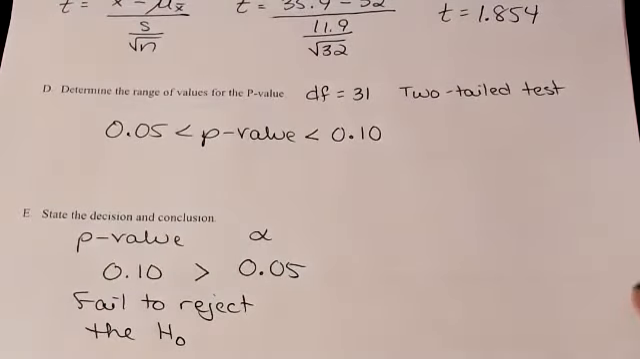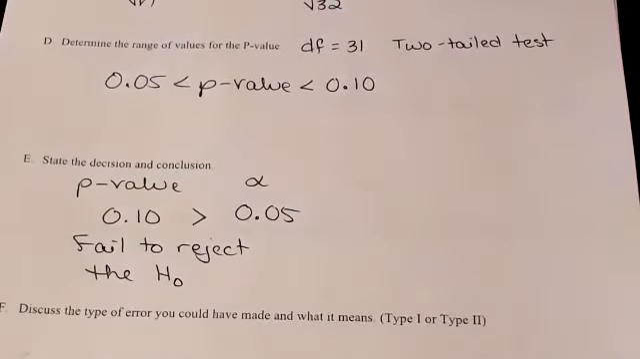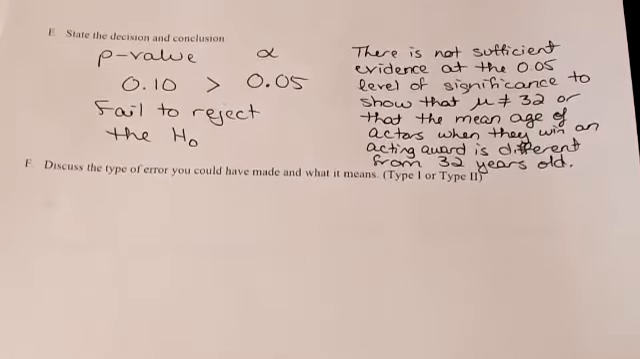We are now ready to write our conclusion. So I'm going to write that right next to it. I'm going to pause the video so that I can write this down and you can copy. So for our conclusion, we can state there is not sufficient evidence at the 0.05 level of significance to show that mu is not equal to 32, or that the mean age of actors when they win an acting award is different from 32 years old. There is not sufficient evidence to show that that is the case. Okay, we failed to reject the null.